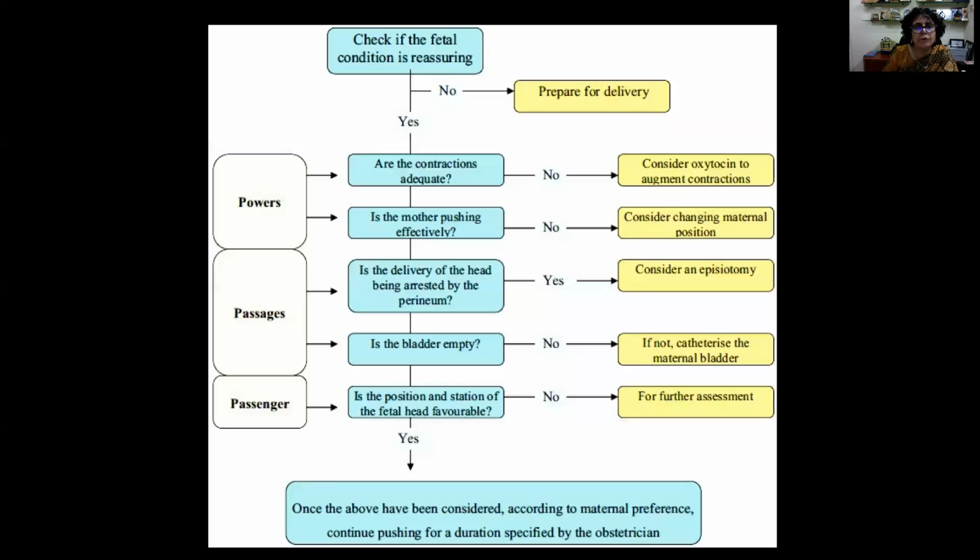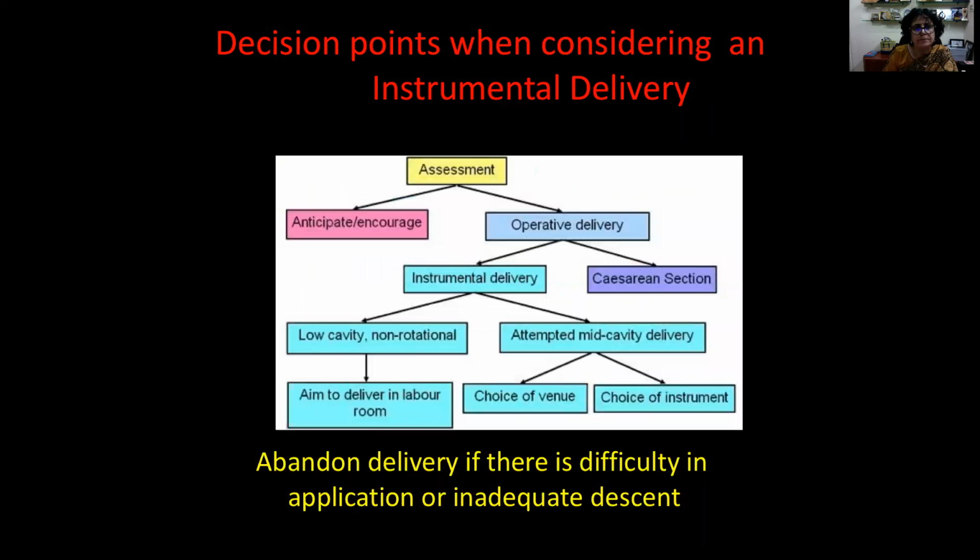So this is the flow chart. Check the fetal condition. If reassuring, prepare for delivery. Are the contractions adequate? If yes, is the mother pushing effectively? Is the delivery of the head being arrested by the perineum? Bladder empty? Position and station of the fetal head favorable? If all are yes, then all is considered according to the parental preference. If there is a no, consider oxytocin, consider changing maternal position, and so many things.